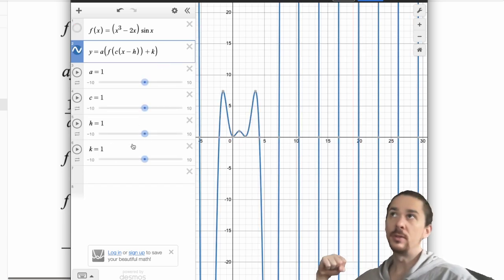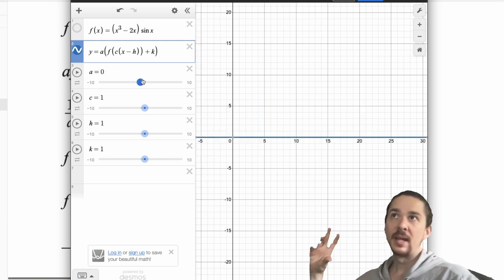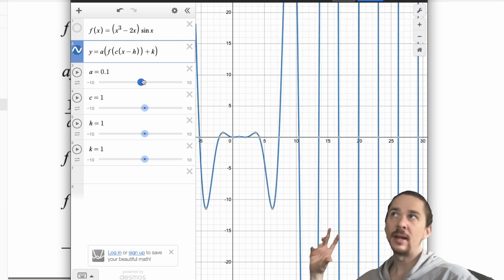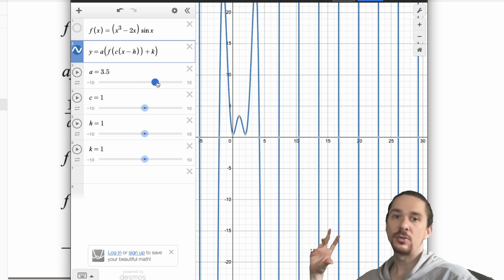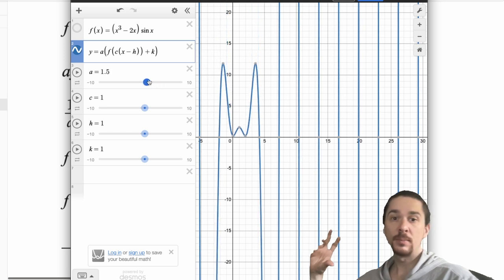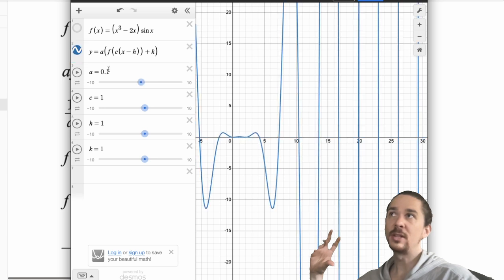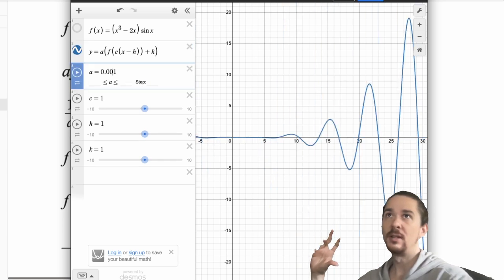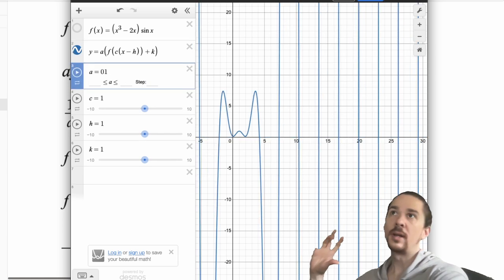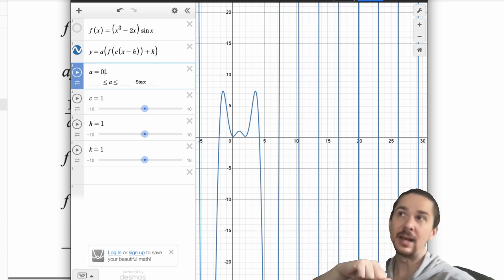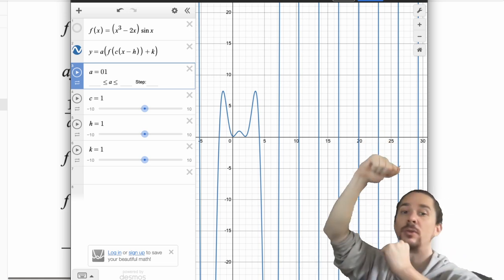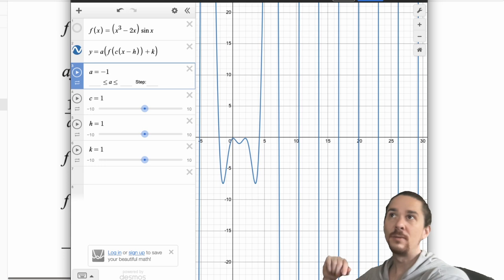Let's work inwards. The outermost variable is a, and this is our vertical scale factor. So you can see that when it's bigger, we're stretching this vertically, and when it's smaller, we're compressing this vertically. Now you notice that from 0.1 to 0, we don't see much happening, but if we make this smaller, you can see more and more compression happening. Okay, so a is our vertical scale factor. We can make it a number bigger than 1, we'll stretch it, and a number smaller than 1, we'll compress it. Similarly, a negative number, we'll flip it upside down.